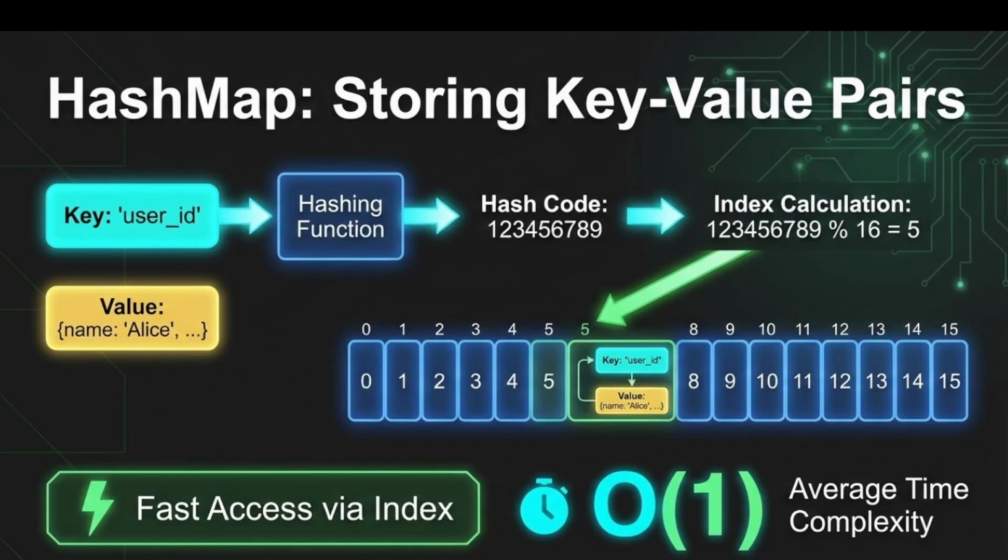Now, HashMap stores key and value pairs. Suppose, as we discussed, I send a key. Based on the key, the hash function will be called. It will generate a hash code.